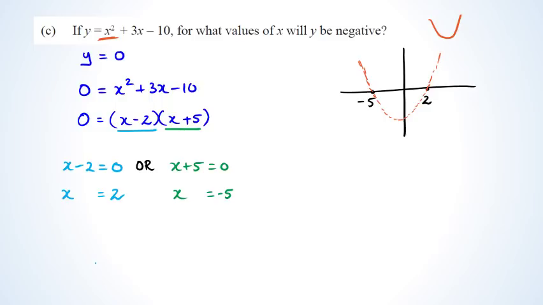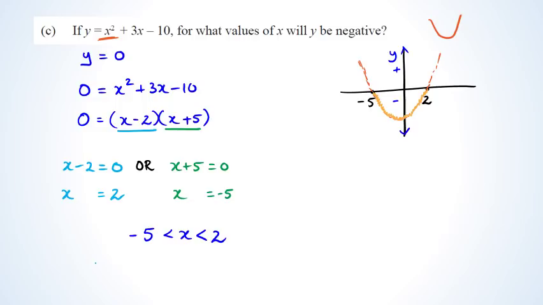Now, if you look at the y values, well, that's the y-axis right there. It's all going to be positive above the x-axis, and the y values are going to be negative below the x-axis. So in terms of for what values of x will y be negative, it's going to be negative everywhere from negative 5 to just before positive 2. So we can write the answer as negative between negative 5 and positive 2.